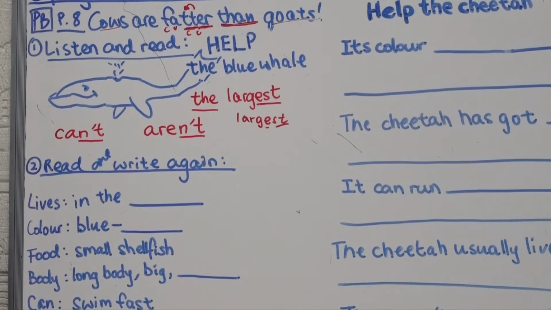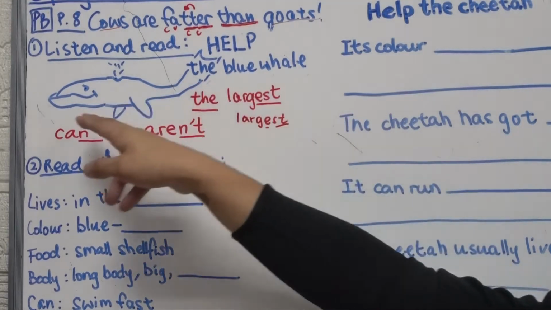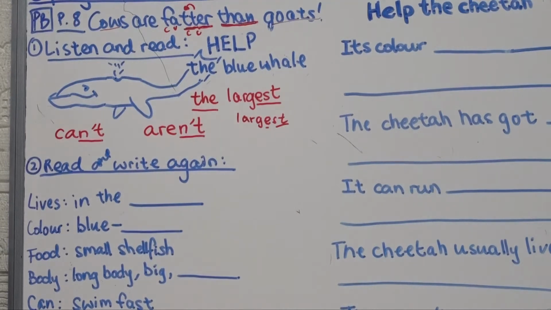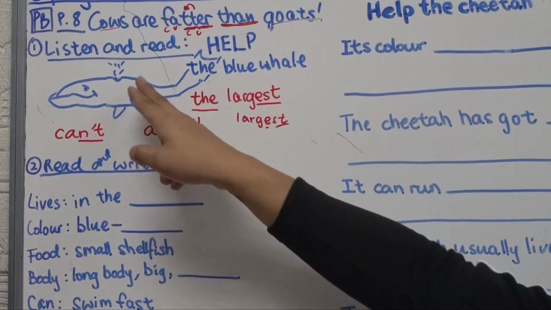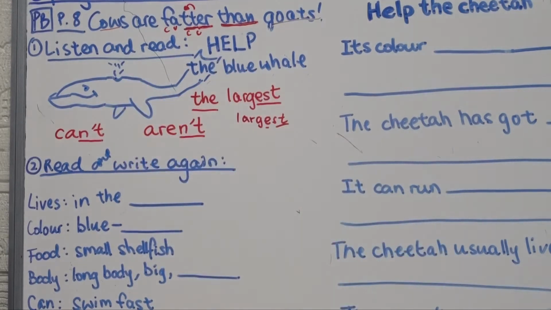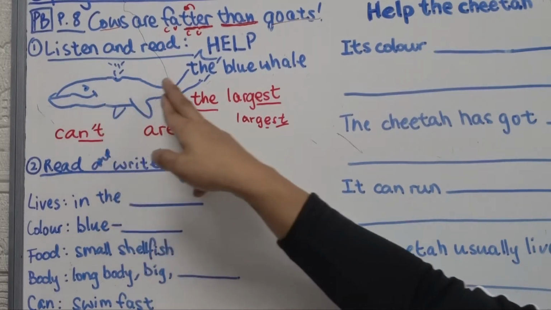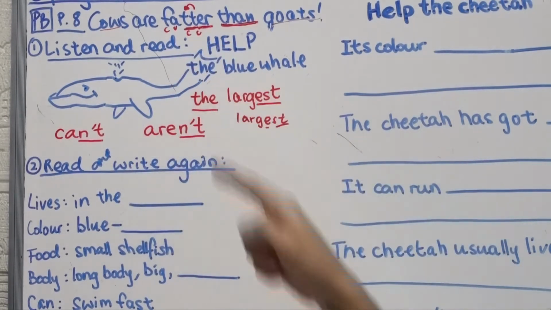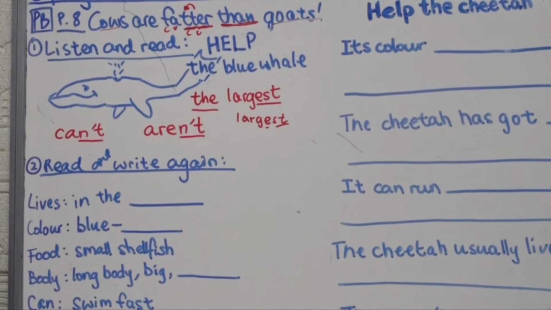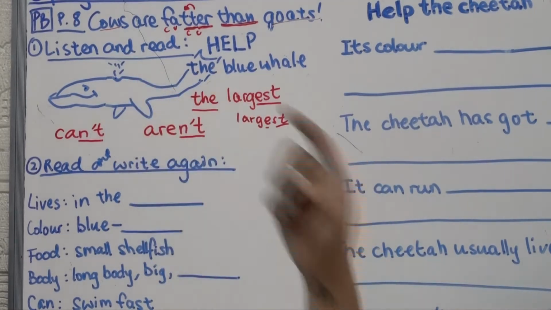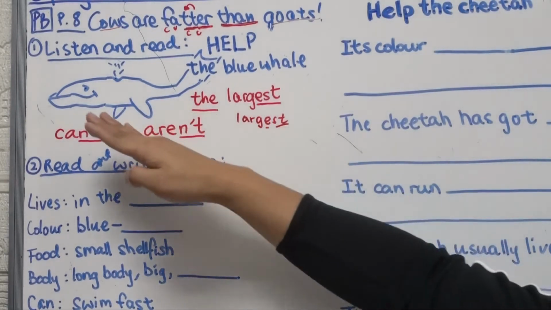And it tells us where it lives, right? It lives in the sea. And its color is blue-gray. So it's a mix of blue and gray, okay? And what does it eat? It eats small shellfish. So they put this together, the color and what it eats. Now the third point is the blue whale has got a long body, a very long body, and a big tail. So it's talking about the shape and what it has. And then you can say the blue whale can swim very fast, but it cannot stay underwater for very long. That's why the blue whale has to go up from the ocean, right?